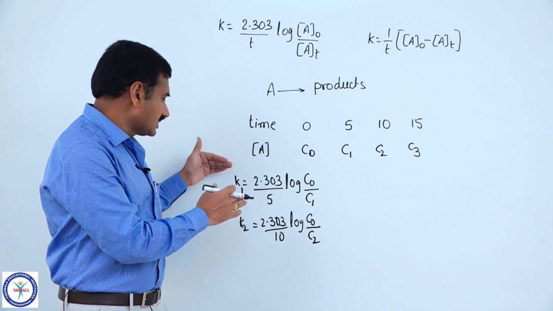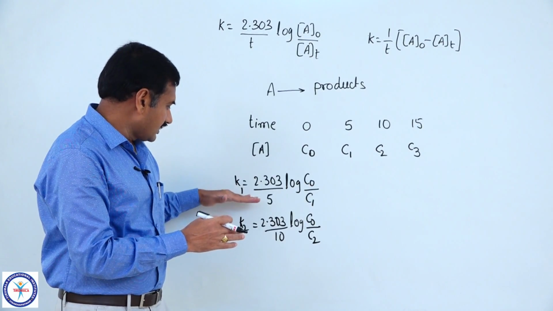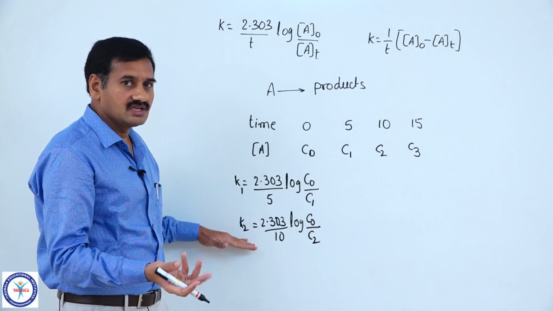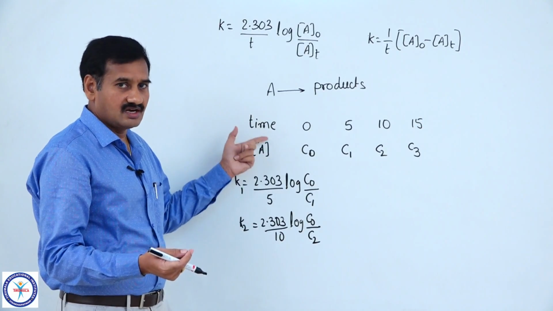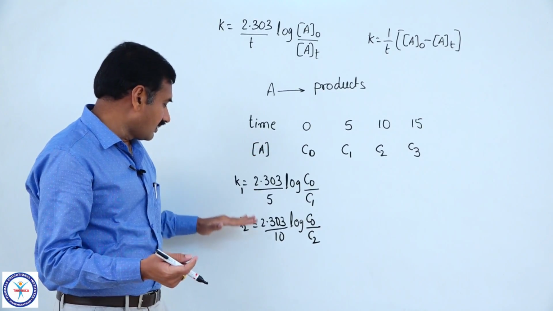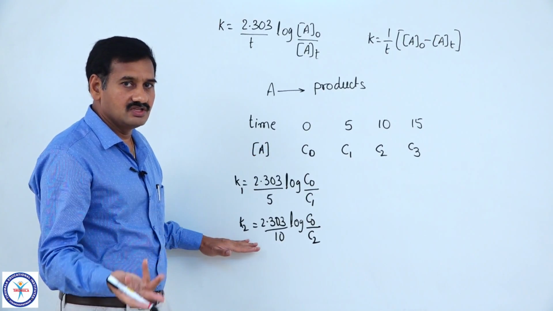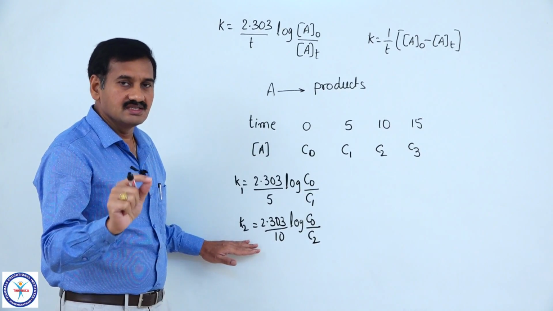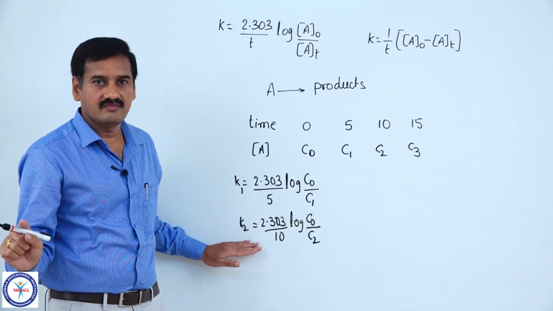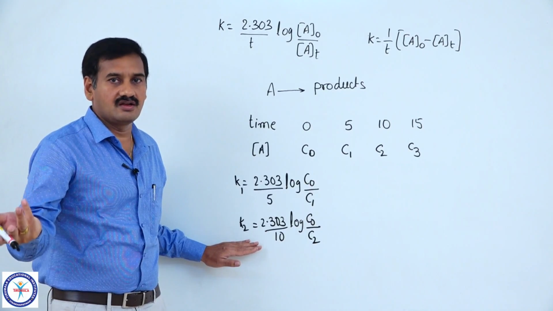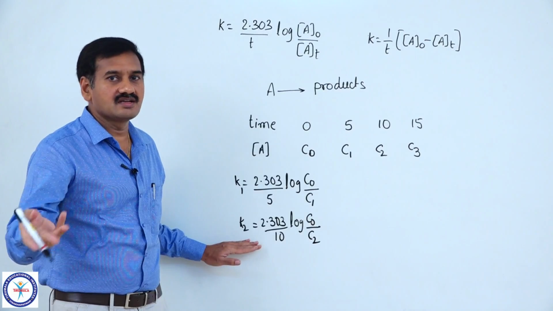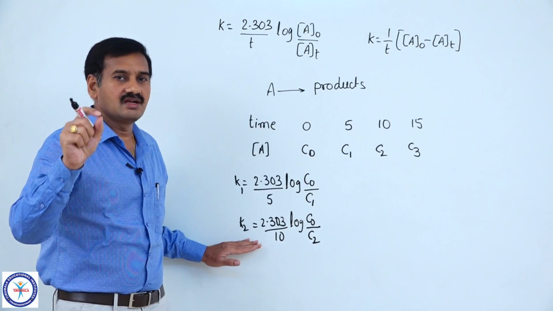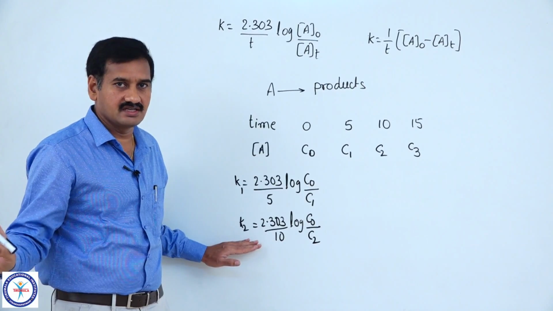If we are getting a constant value of K, means the first time and second time the values of K are the same, then only you can say that the reaction is following first order kinetics. If K1 is not equal to K2, there is a difference between these two values, then we have to say that this particular reaction is not following first order kinetics. It may be some different order, that may be 0 order or second order or 0.5 order, whatever it may be. No doubt we can say that the reaction is not following first order kinetics, that is it.